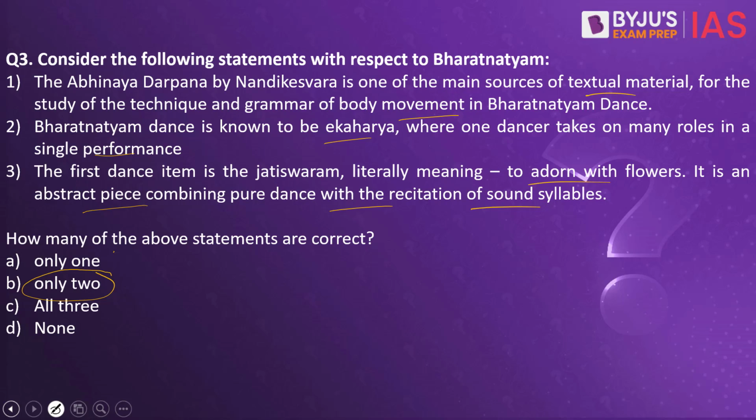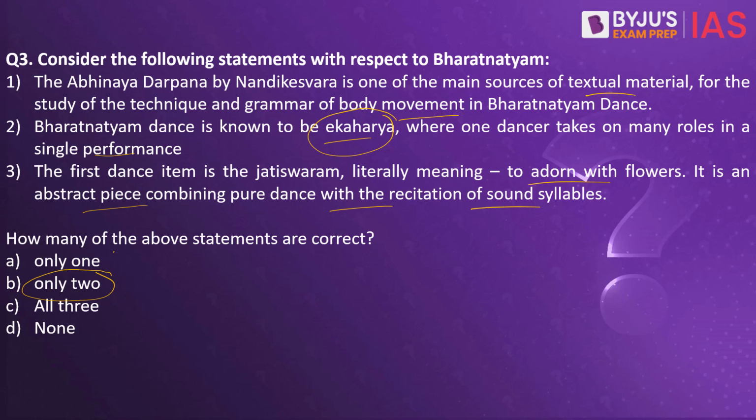The second statement reads, Bharatanatyam dance is known to be Ekaharya. This statement is right. So what is Ekaharya here? Let's say, for example, there is a Bharatanatyam dancer dancing on the stage. The person who is dancing will be able to play different roles in the very same dance. So one dancer takes on many different roles in one single performance, which is called Ekaharya.